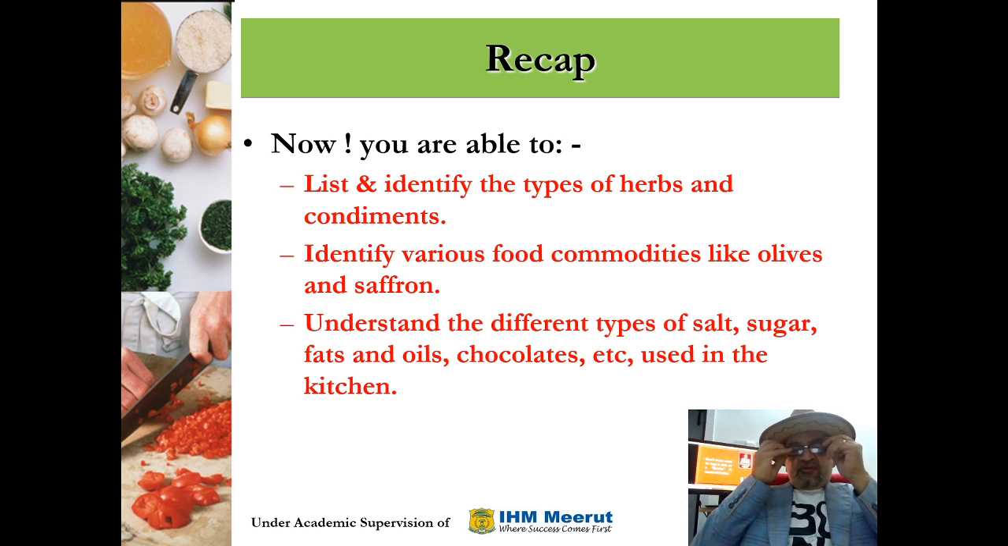Recap. Now you're able to list and identify different types of herbs and condiments, identify various food commodities like olives and saffron, and understand the different types of salt, sugar, fats and oils, chocolates, etc. used in the kitchen.